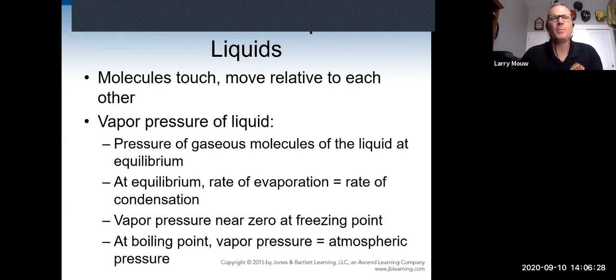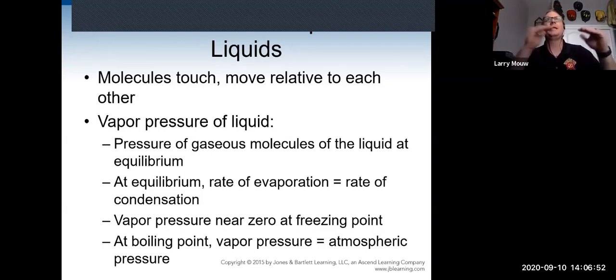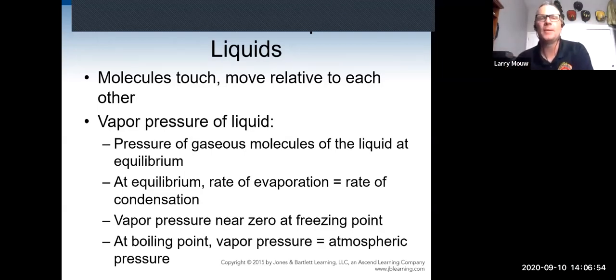As we talk about vapor pressure of a liquid, this is the pressure of gaseous molecules of the liquid at equilibrium. So we're right at that point. Again, if you have, say, a cup of water and we're heating it up, those molecules are starting to move around as they are able to break free or as they condense down. We look at the pressure of those gaseous molecules right at that equilibrium. And typically that equilibrium is right at the top where it's being heated up and those molecules are moving from the liquid to the gaseous state.